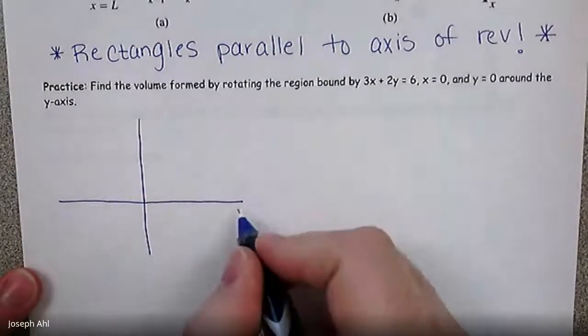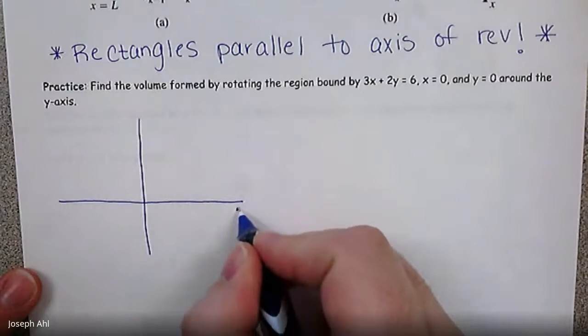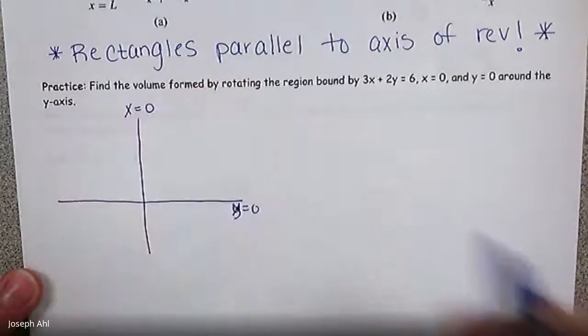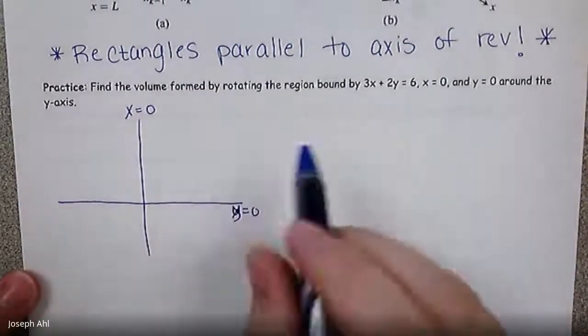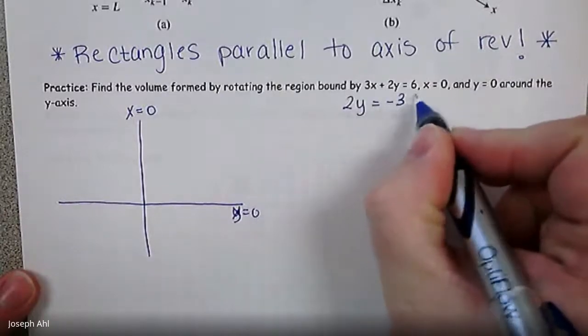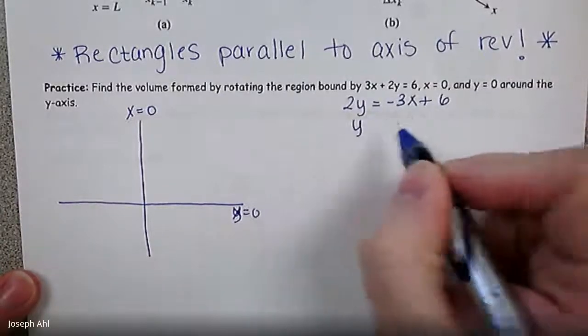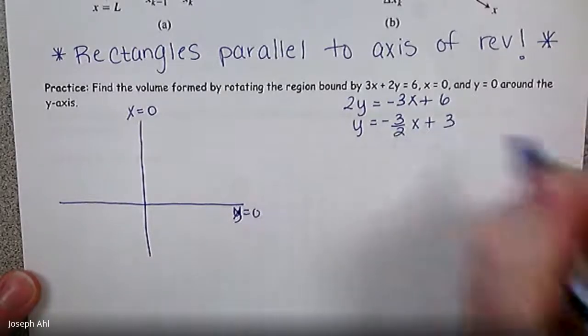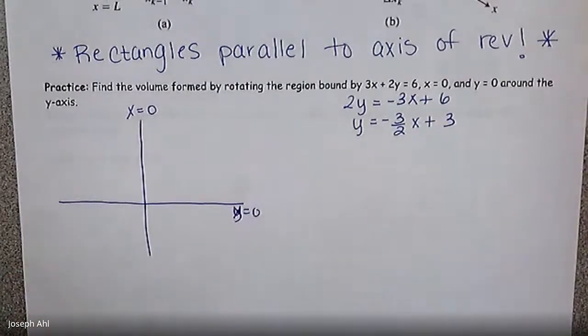All right, we know x equals 0 and y equals 0 are our axes, right? So we got y equals 0, x equals 0. And then 3x plus 2y equals 6. When I graph this, that's going to be 2y equals negative 3x plus 6, so y equals negative 3 halves x plus 3.